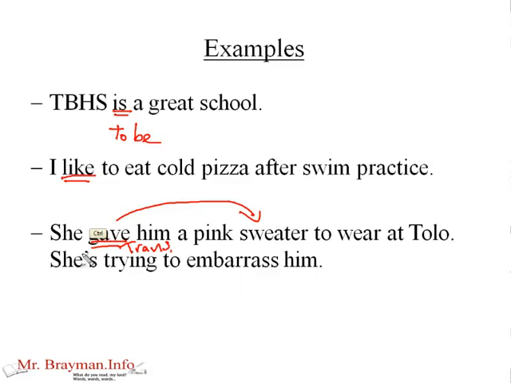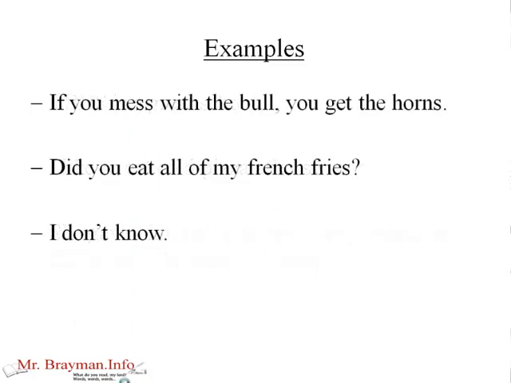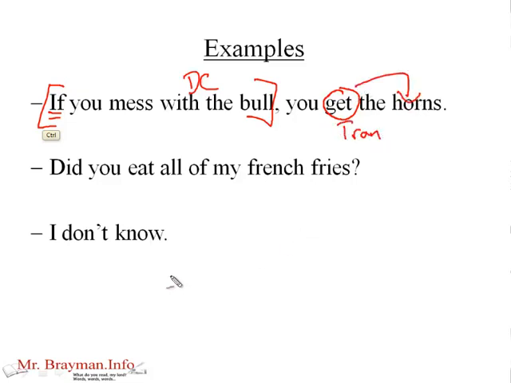She's trying to embarrass him. This one's tough, right? Because it's a contraction. So it's a form of the verb to be. It's a predicate there. Right? If you mess with the bull, you get the horns. Notice how this sentence starts with a subordinating conjunction. So we have a dependent clause here. So the predicate is actually over here. Here's the predicate. And it's a transitive verb because the horns are what you get.